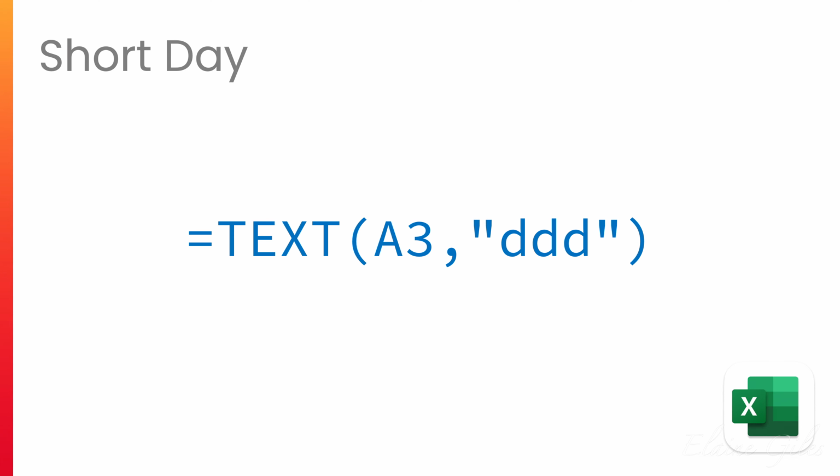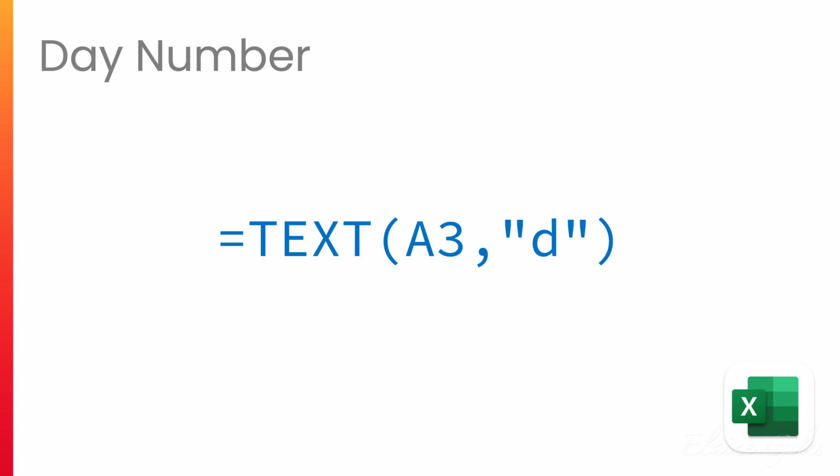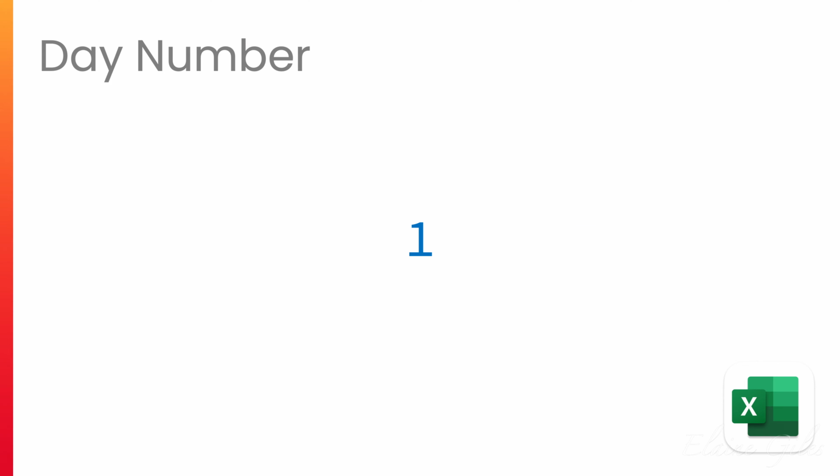If you wanted to use a short day, it would be equals text, A3, which is where the date is coming from, and instead of 4 Ds, it would be 3 Ds. If you want just the day number, it would be equals text, A3 to tell it where the date is coming from, and the format would be a single D.